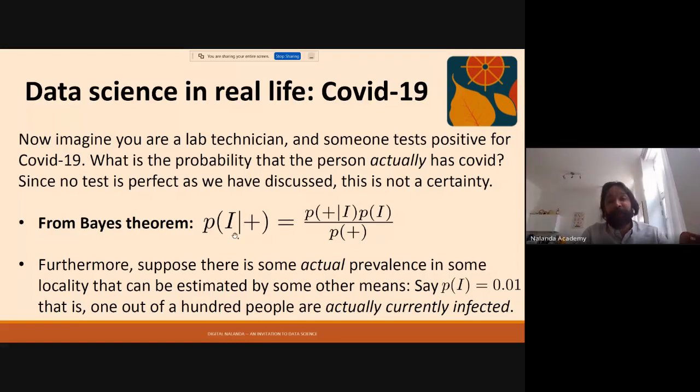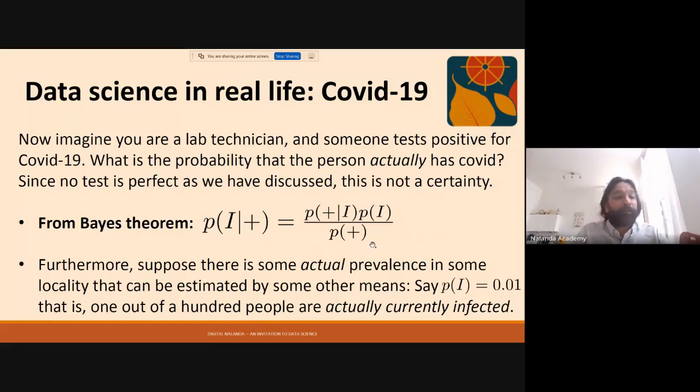Bayes' theorem in this context says that the probability that you are indeed infected given a positive test is given by the probability that you test positive given that you're infected, times the probability that you're infected, divided by the probability that you test positive. Just bring this over to this side and convince yourselves that indeed this is just Bayes' theorem. This is just the tautology now written down in equation form.